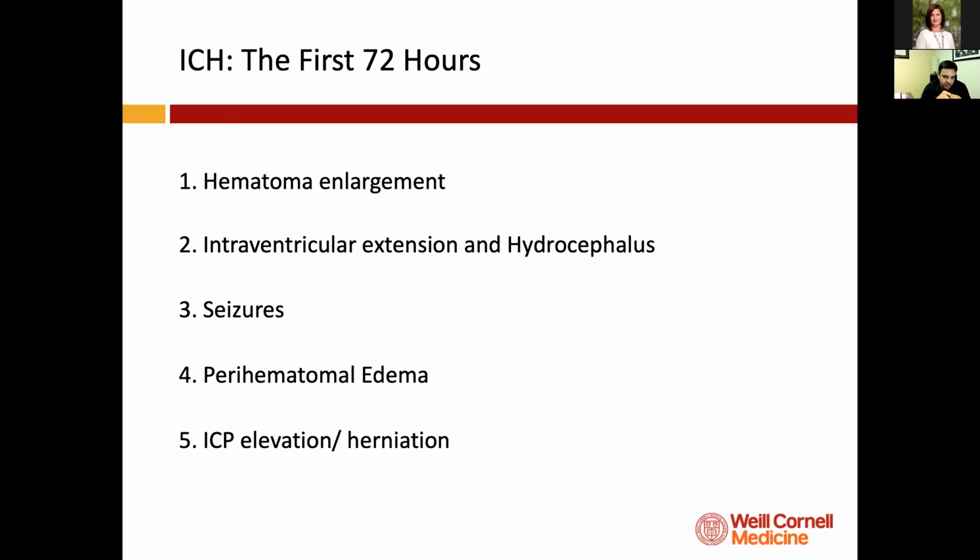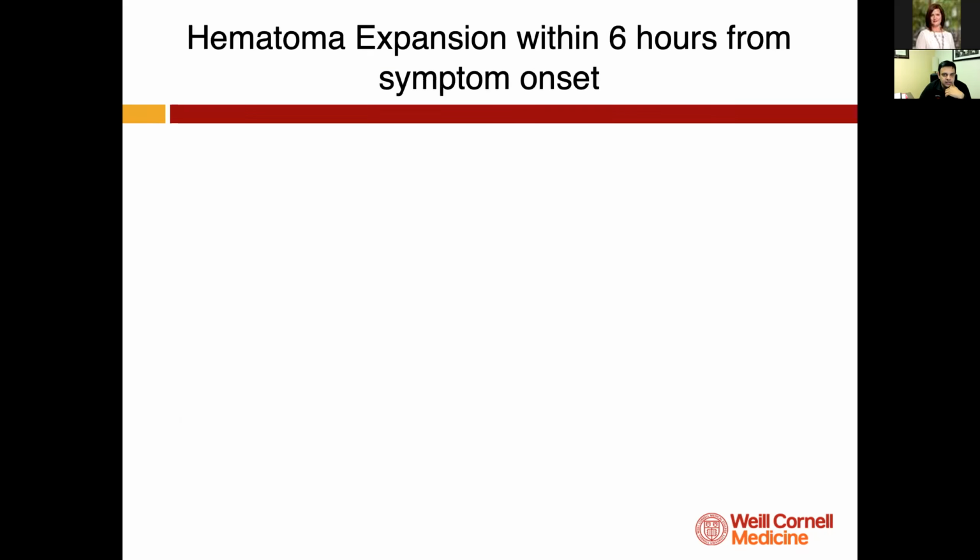The first one being hematoma expansion or enlargement. Then you worry about the bleed extending into the ventricles causing hydrocephalus, seizures, obviously. And then as the bleed expands, there's also going to be swelling or perihematomal edema, which can cause a mass effect and downstream complications. And finally, all of this can lead to ICP elevations and herniation. So the rest of the talk is going to pretty much focus on these 5 aspects. The 5th aspect, I'll leave it for a next talk, but we'll focus on the others in more detail.